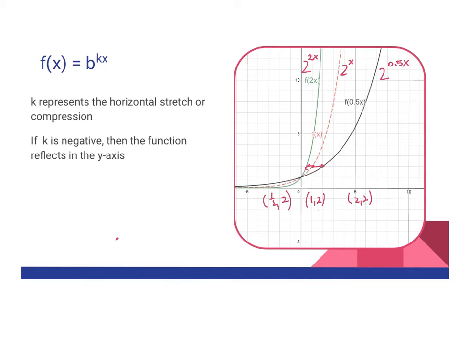If you look at the points now, on the parent, the point 1, 2 moves to the point 2, 2. So I'm keeping the y values the same, but I'm stretching it out, and 1 becomes 2.